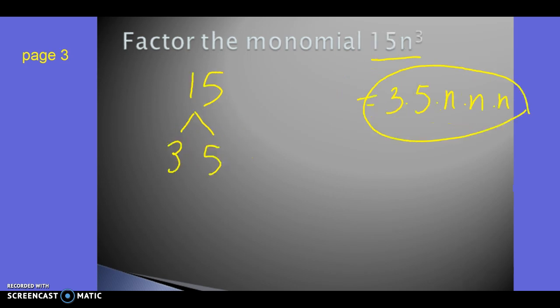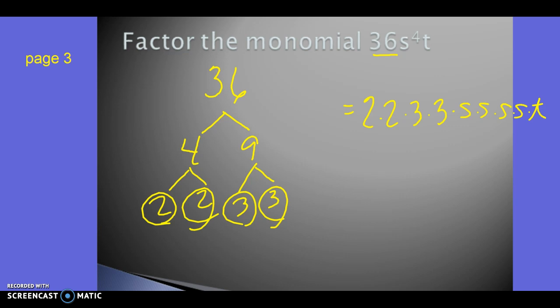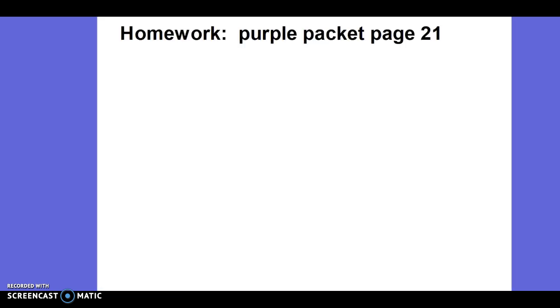Alright, let's see how you did. Here's the answer to the first one. You can hit pause and take as much time as you need to see how it was worked. Here's the answer to the next one. Notice 3 is a prime number, so you can't do anything with that. I just expanded the variables. And finally, the next one, 36s to the 4th t is 2 times 2 times 3 times 3 times 4 s's times the t. Now, if you would please, start on page 21 in your packet.